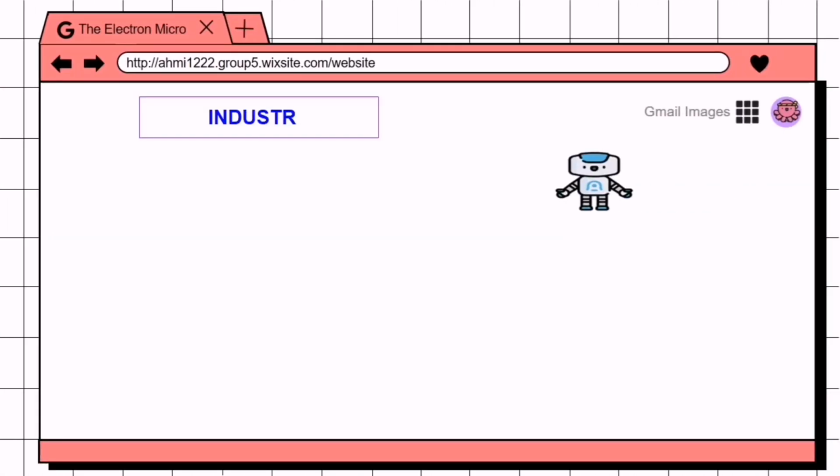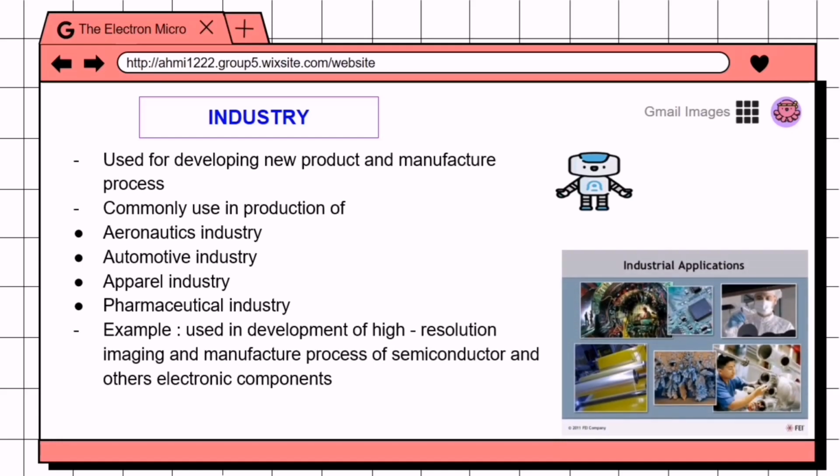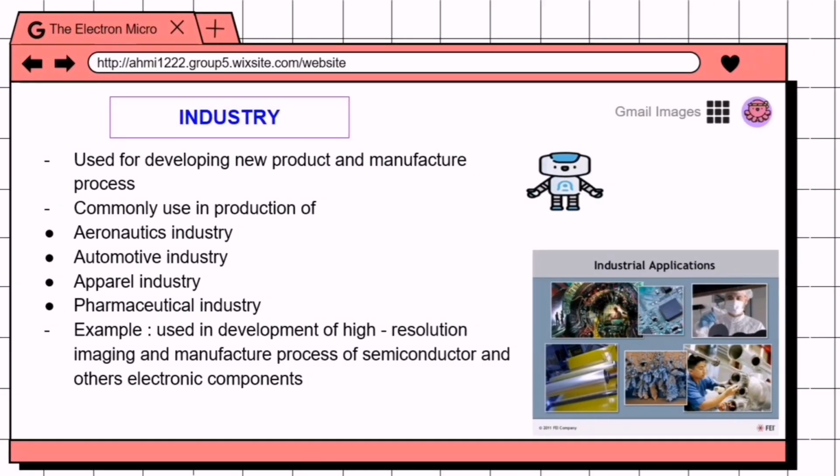Application of electron microscopy is firstly involved in industry, used for developing new products and manufacturing processes, commonly in the aeronautic industry and automotive industry. For example, the manufacturing process of semiconductors and other electronic components.